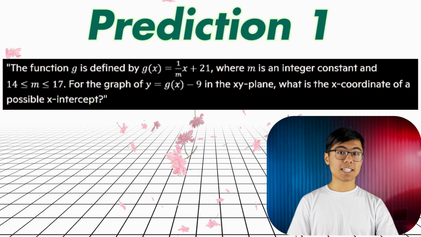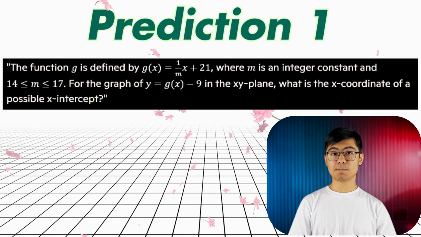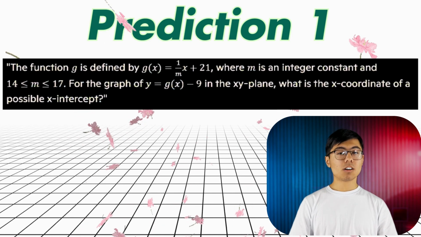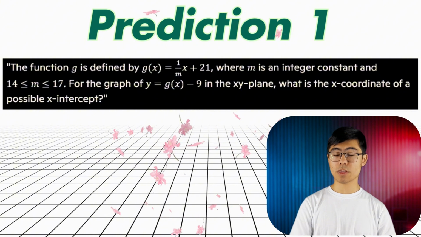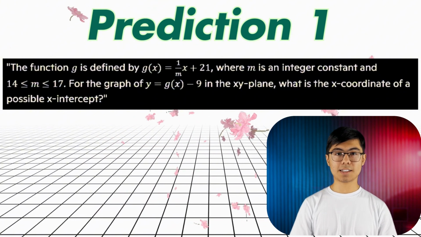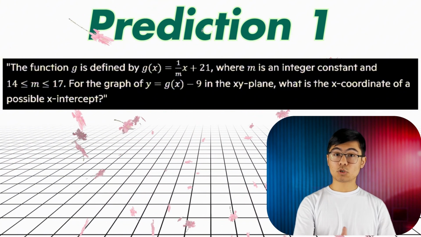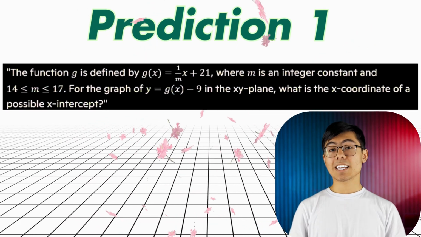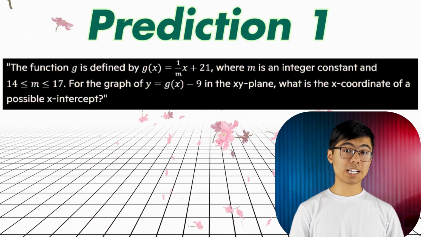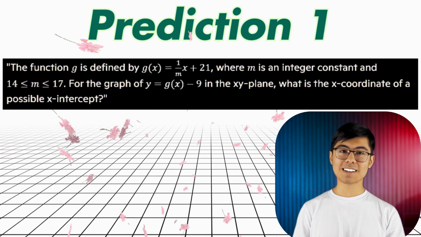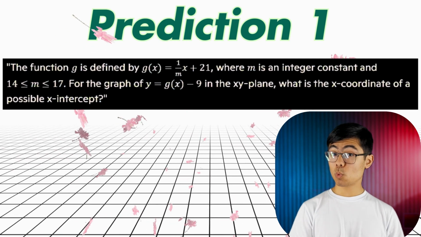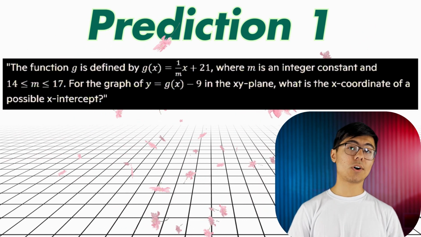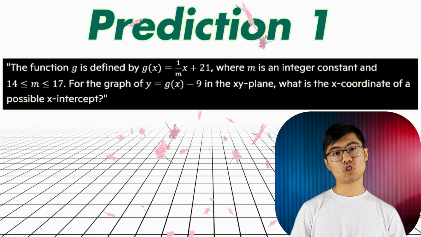Let's break it down. The function they give us is g of x equals 1 over m multiplied by x plus 21. Right off the bat, the students will freak out seeing that fraction with m, an unknown integer constant. But here's the secret, the transformation of the function. In every SAT question, the transformation is your best friend. This is something that most students miss completely. They're just distractions. What you need to do is to focus on how the function shifts.